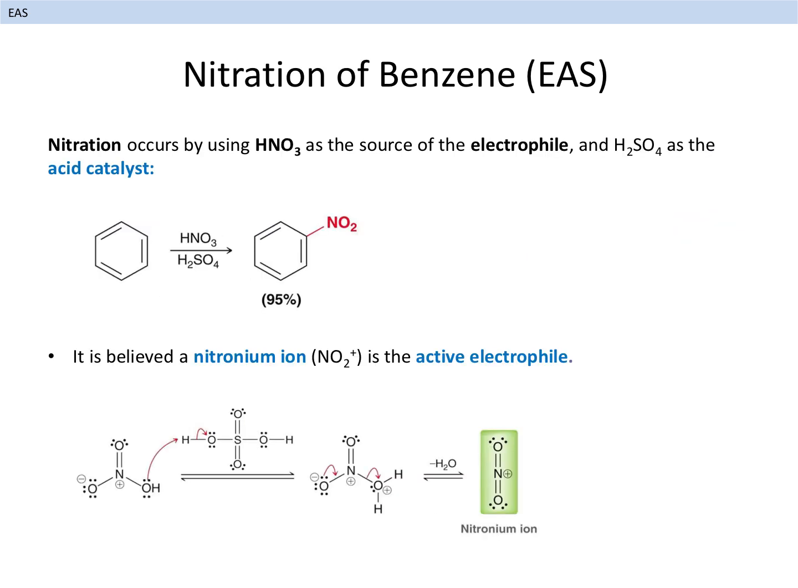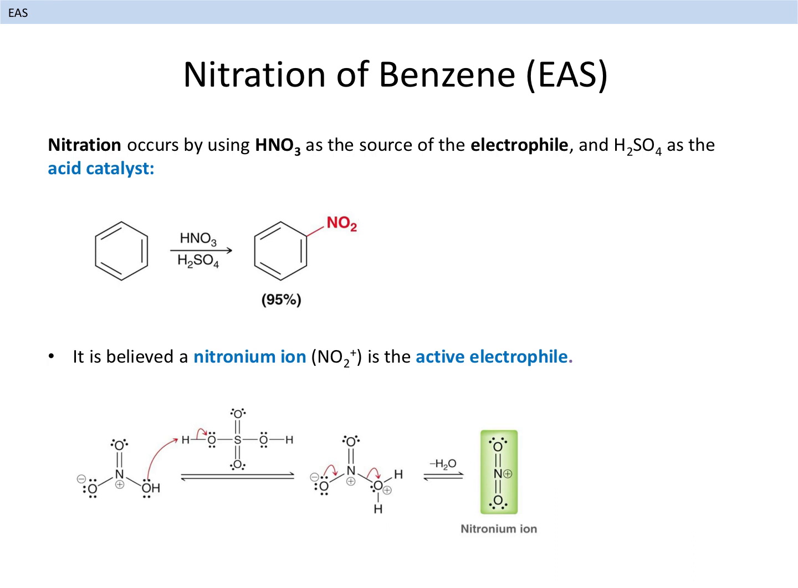Now, let's look at the nitration of benzene, another example of an electrophilic aromatic substitution reaction. Nitration involves the substitution of a benzene hydrogen with a nitro group, which has the formula NO2. Nitration occurs by using nitric acid, which has the formula HNO3, as the source of the electrophile, and sulfuric acid, which has the formula H2SO4, as the acid catalyst. In this reaction, benzene reacts with nitric acid in the presence of sulfuric acid, resulting in the formation of nitrobenzene and water.